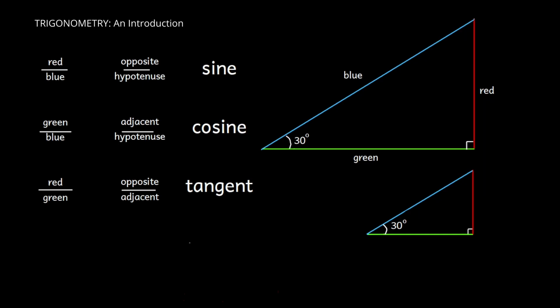So we've got three different definitions of how we find an angle in a triangle from knowing lengths of other sides. So from the values of the lengths of the sides, we can go to the angle, or indeed if we know the angle, we can go to the value of the sides.